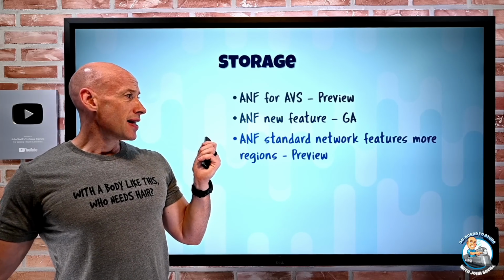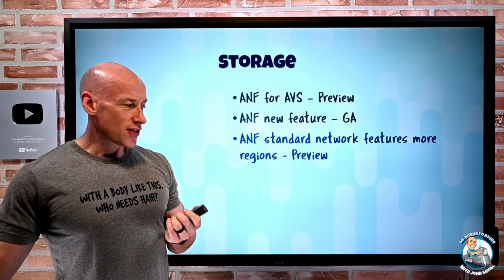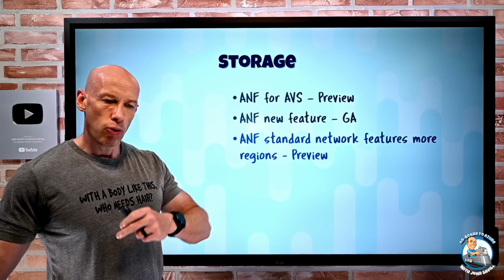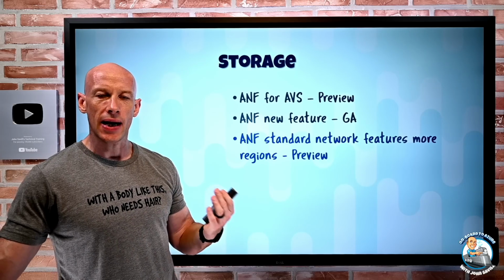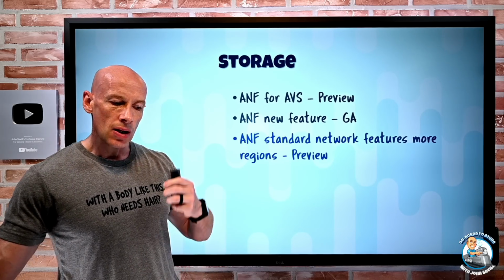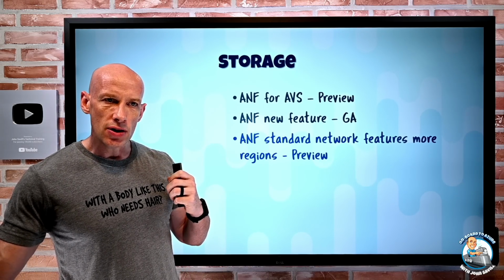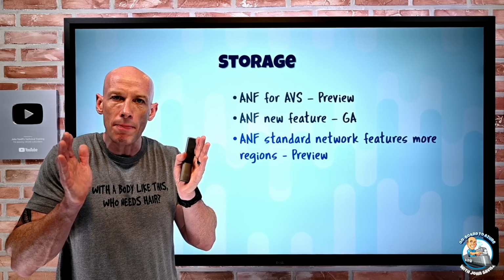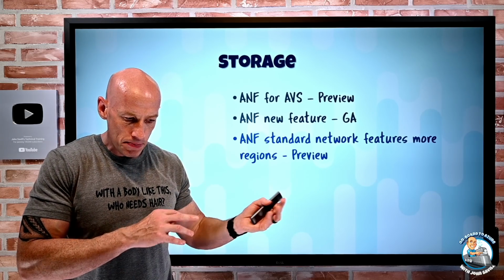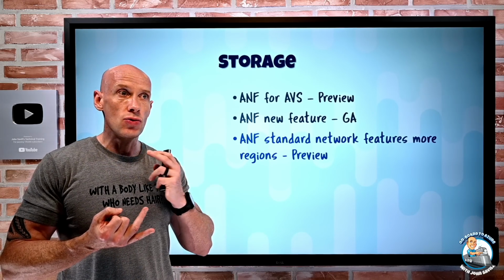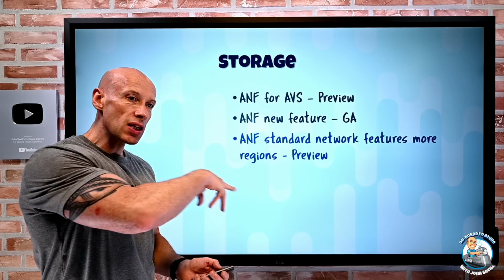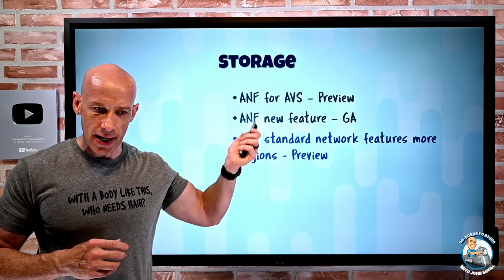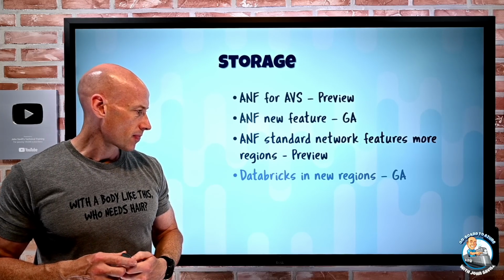They also added new regions for their ANF standard network features. So previously, when I used Azure NetApp Files, there were some restrictions on certain network capabilities, and there still are some. But at least with the standard network features, that restriction of the number of IPs I can have in the VNet goes away. I can use NSGs, I can use UDRs, I can use things like ExpressRoute FastPath. So it removes some of those limitations. So more regions now have that support in preview.